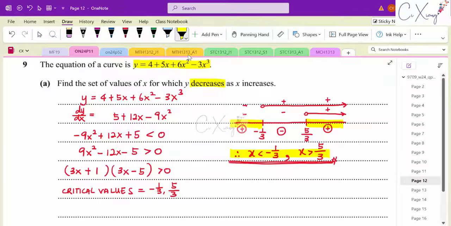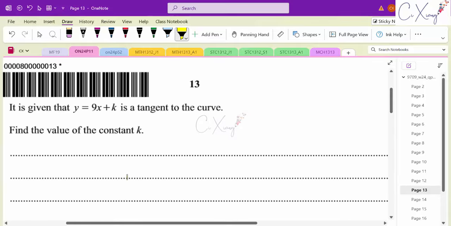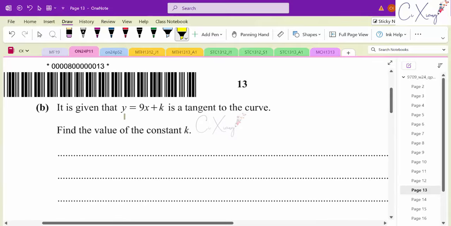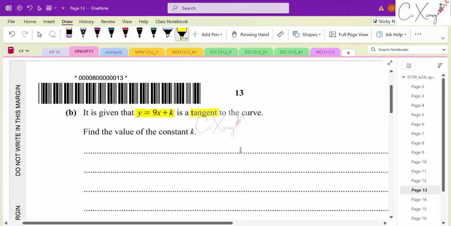Okay, then let's proceed to part number B. Alright, so for part B, they give us this linear equation, y equals 9x plus k, is the tangent to the curve. Highlight the keyword tangent. They want us to find the value of k.